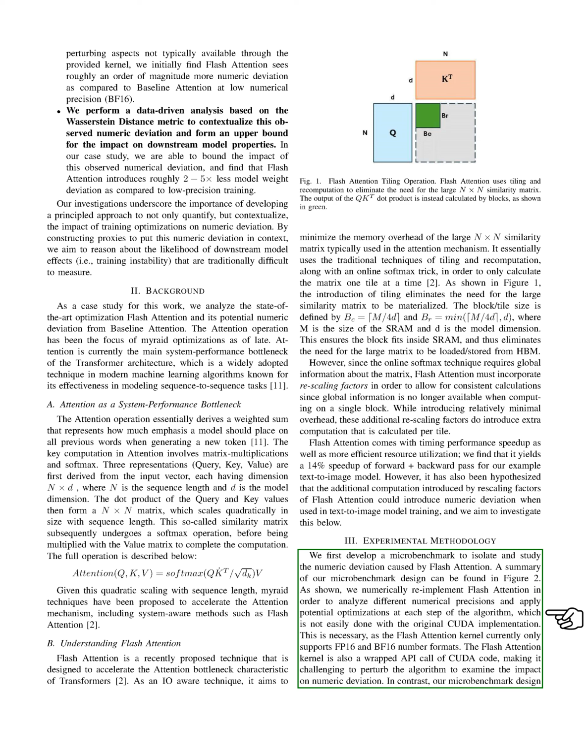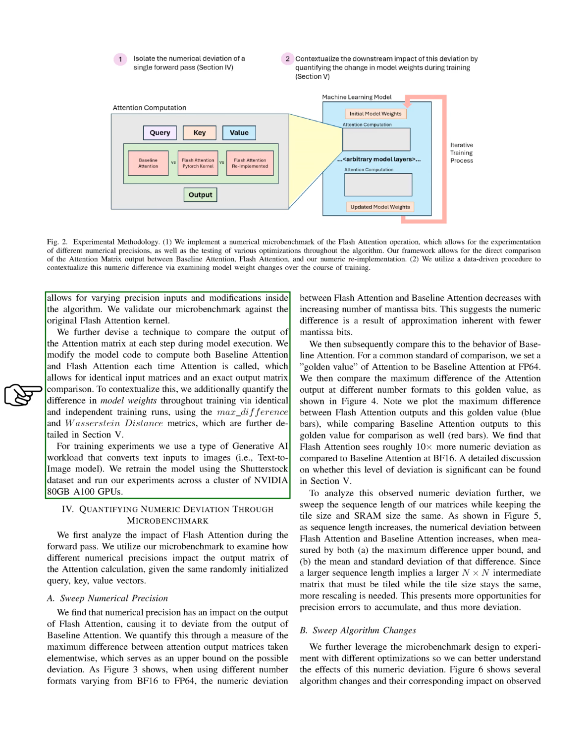We create a micro-benchmark to study the numeric deviation caused by flash attention. By numerically re-implementing flash attention and analyzing different numerical precisions, we can make optimizations not possible with the original CUDA implementation. Our micro-benchmark design allows for varying precision inputs and modifications inside the algorithm, unlike the current flash attention kernel that only supports FP16 and BF16 formats.